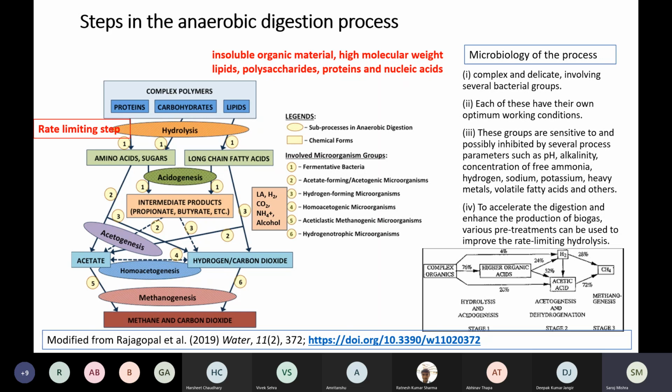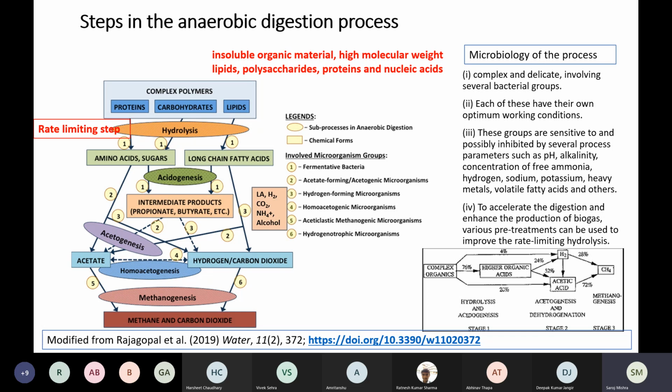Okay, so now we take a minute and talk about the microbiology of the process. As you see, anaerobic digestion involves extremely complex, very delicate microbiology, and it involves different types of bacterial groups like you saw here. Remember, each one of these bacterial groups has its own optimum working conditions. They only operate at a certain alkalinity, a certain pH, a certain temperature, a certain reducing power, and there should be so much of reducing conditions, etc.